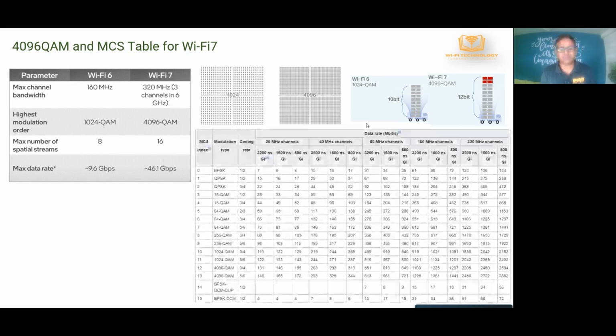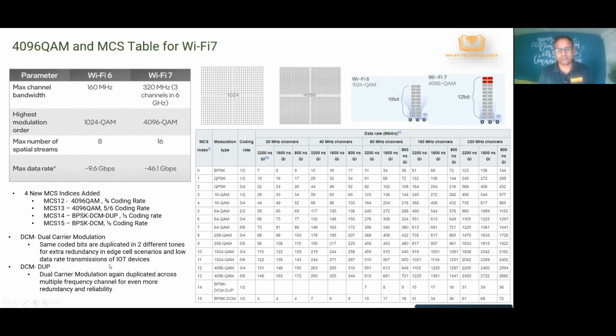Now, if you look at how the MCS table changes, this is the MCS table additions for Wi-Fi 7. This is only for a single spatial stream. Of course, if you go all the way up to 16 by 16, this table becomes much bigger. So you can see from this table that MCS 12 and 13 got added, and there's also 14 and 15. So 12 and 13 are enabling 4096 QAM. MCS 12 will be 3/4 coding rate, and MCS 13 will be 5/6 coding rate.